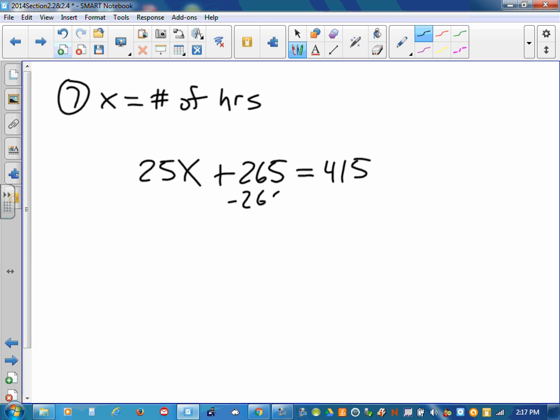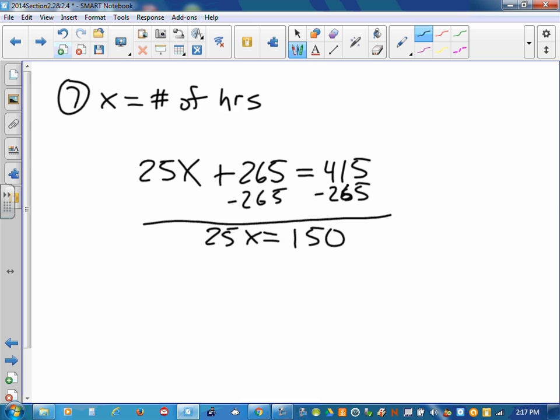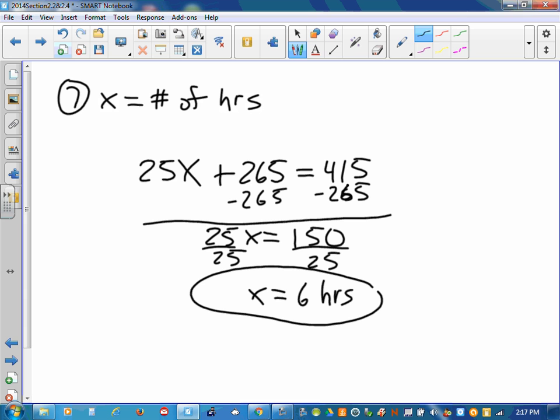Minus 265, minus 265. I get 25x is equal to 150, divided by 25. And we get x is equal to 6. Since it's a story problem, we want to say 6 hours. Number 8.